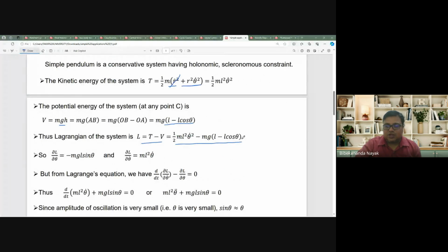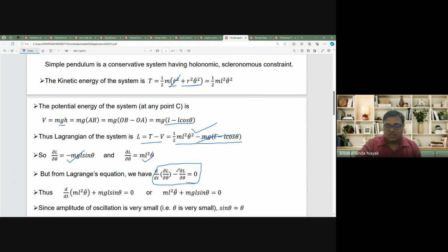So this is the Lagrangian, and the equation is d by dt of del L by del theta dot minus del L by del theta is equal to 0. Here theta is the only generalized coordinate. So first calculate del L by del theta from this L. Del L by del theta is equal to, since only the L cos theta term contributes, and the derivative of cos theta is minus sin theta, minus mgL sin theta. Similarly, del L by del theta dot: if you take the derivative of this term, only this term gives you 2 into half m L square theta dot, so m L square theta dot.